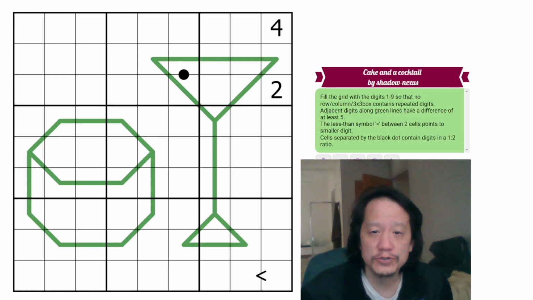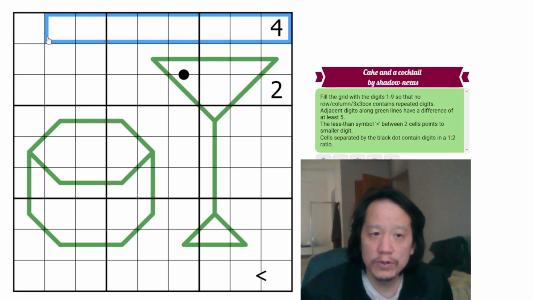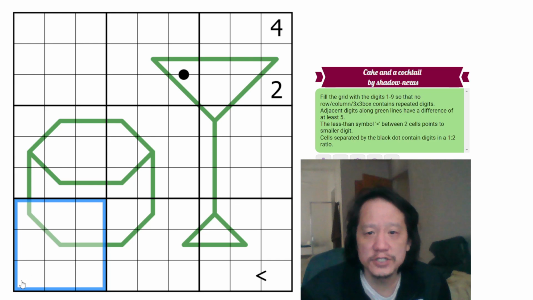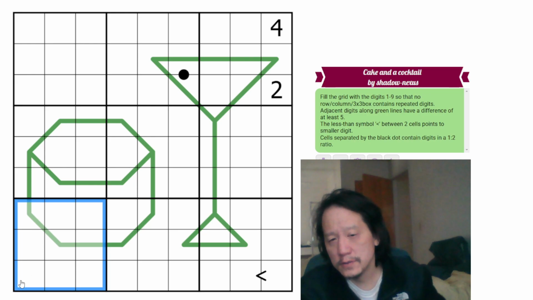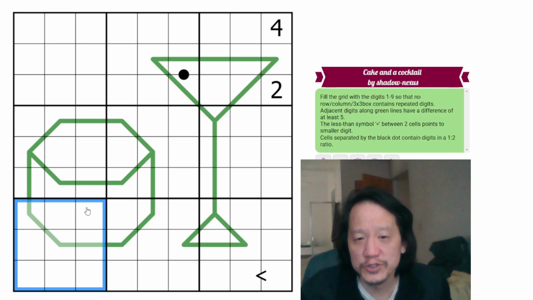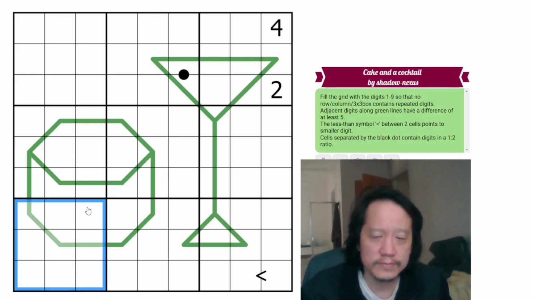And here are the rules. Fill the grid with the digits 1 through 9 so that no row, column, 3 by 3 box contains repeated digits. Okay. So that's normal Sudoku rules. Interesting way of putting it.